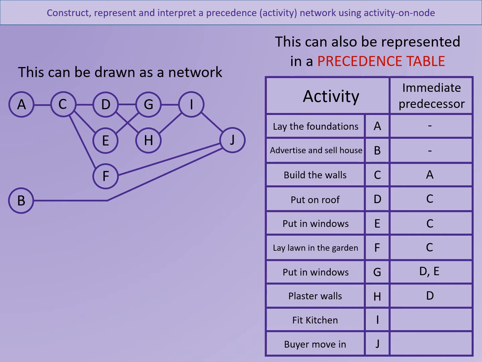H has an immediate predecessor of activity D. I also has two immediate predecessors, G and H. And then J is the final activity. Any activity that doesn't have anything after it is then put in as the immediate predecessor to J. So in this case, we've got B, F, and I are all the immediate predecessors to J. That way we've got just one final finish point.